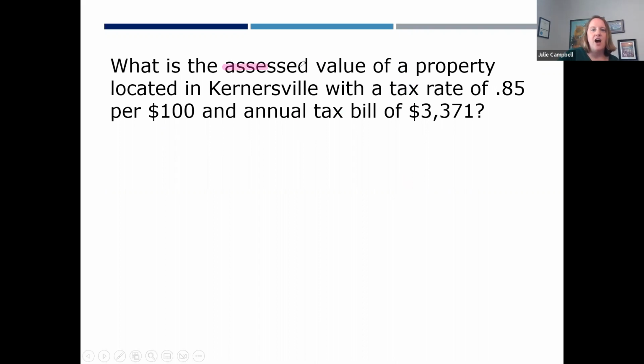I read the problem. I'm identifying what it's asking for. I saw rate or percent. I can throw it on my T-bar. And now my X is where? Now I'm solving for the assessed value. You guys see what we're doing? We're just setting ourselves up here. My tax rate is 0.85 per 100. So I take 0.85 divided by 100. I get 0.0085. And the problem tells me that my annual tax bill is $3,371.